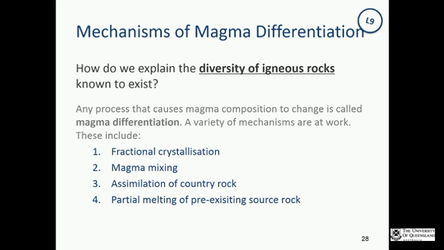In fractional crystallization, we go from mafic to intermediate to felsic. In mixing, we mix 2 end members and get a hybrid. And when we assimilate country rock, we will change the melt composition towards whatever we are assimilating. And when we partially melt the crust, we get a felsic melt. Yeah? And this is what we just saw in the migmatites.